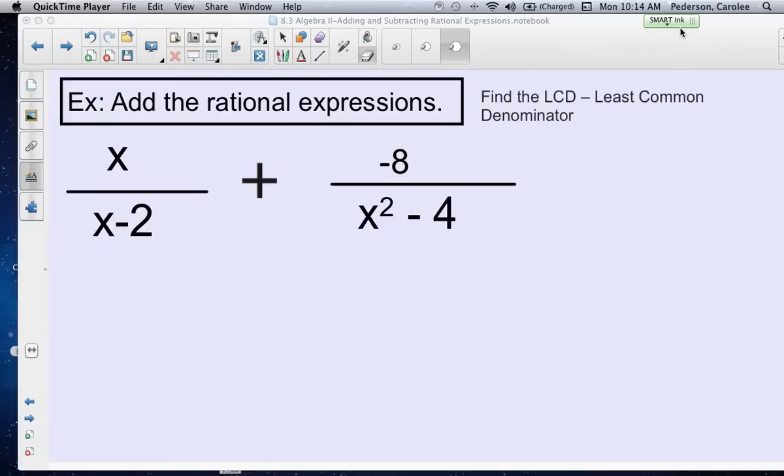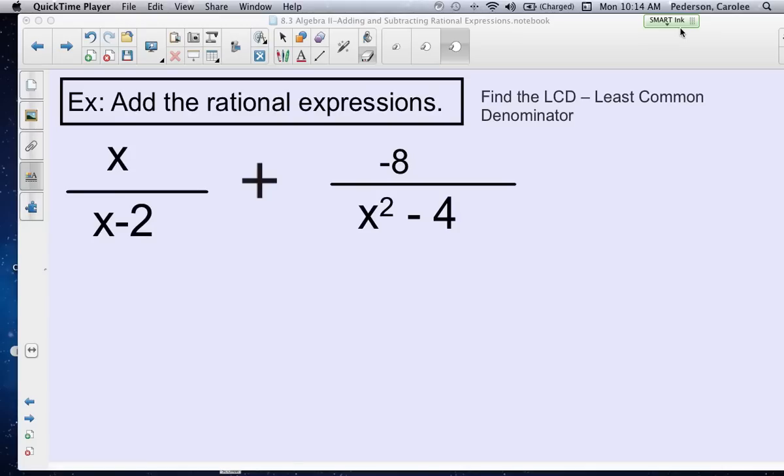This is 8.3, Day 1, Part 2. We're continuing to add and subtract rational expressions. The ones that we've done so far in our lesson have like denominators. These two have unlike denominators. Please write this example down.